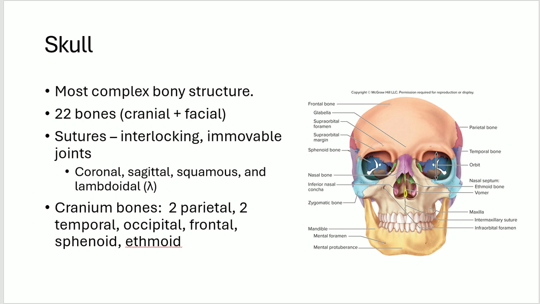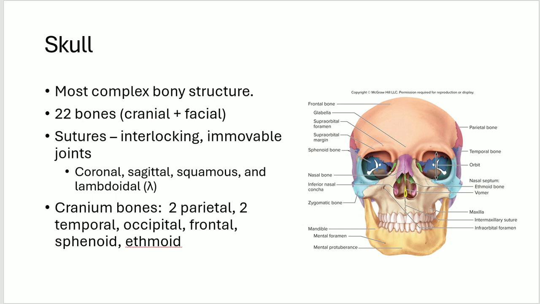Squamous is on the sides, so think squished on the sides of the head above the ears. And then we have lambdoidal on the back of the skull. It's an upside down V or Greek letter lambda. So that's the Greek letter right there, and that's what the lambdoidal suture looks like.